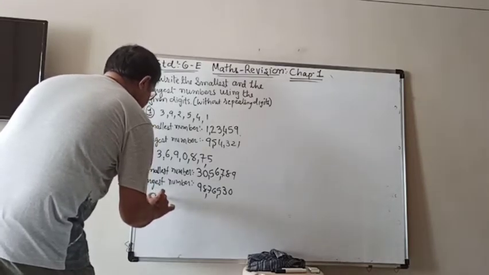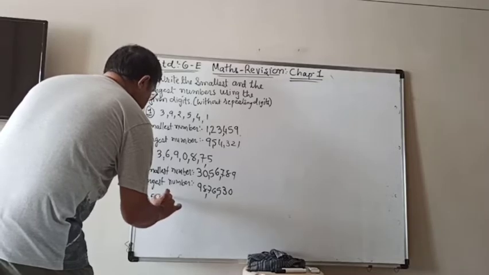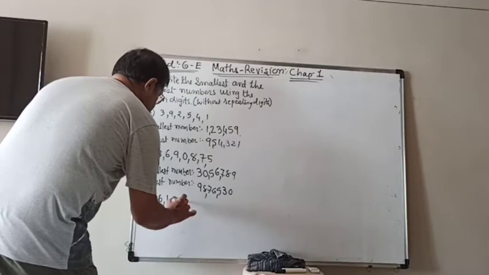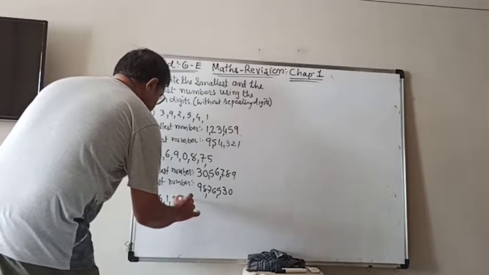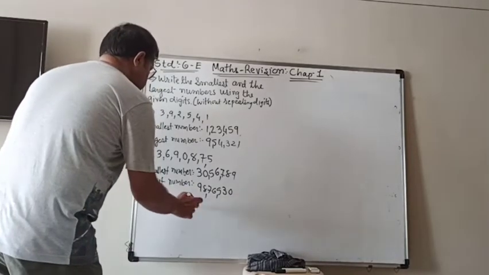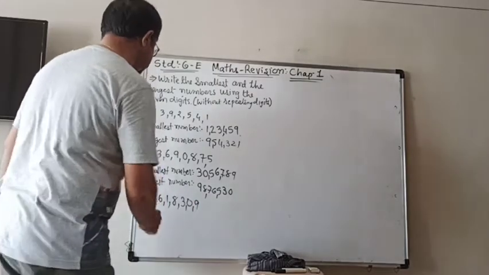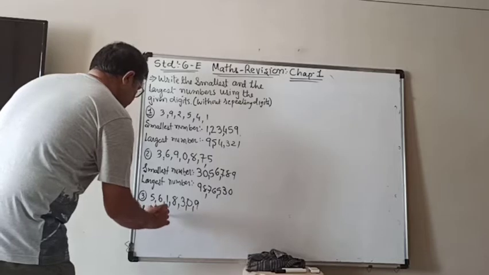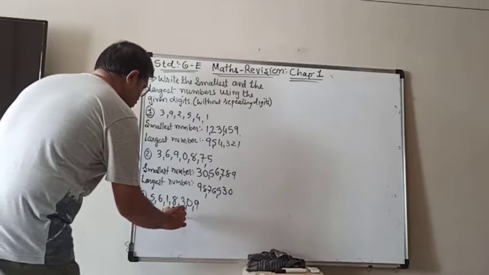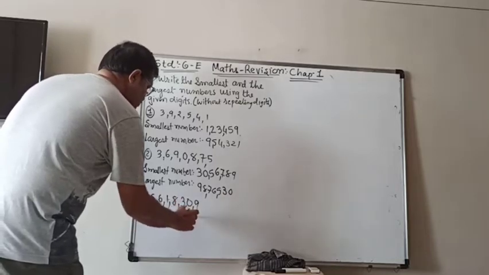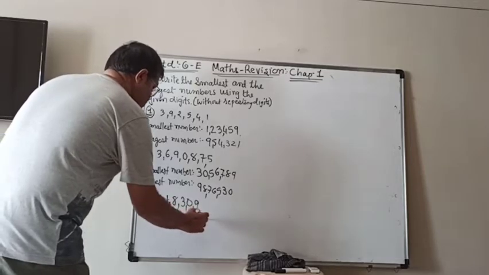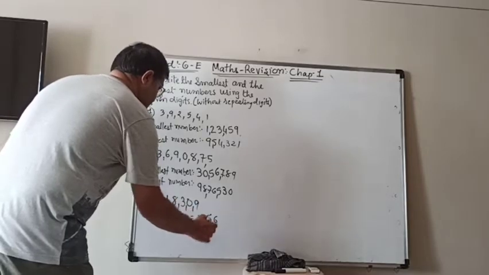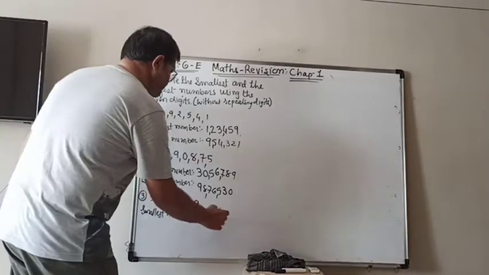5, 6, 1, 8, 3, 0, 9. So here also we have to remember, when you write down the smallest number, don't start with 0, start with 1, 3, 5, 6, 8, 9.